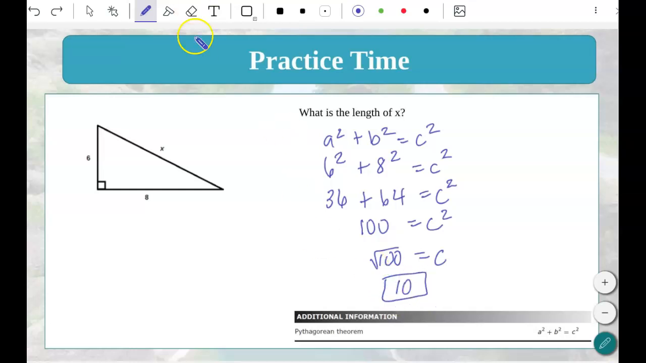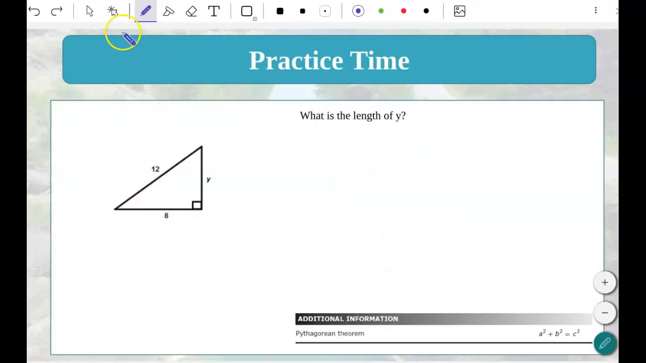So the missing link there is 10. All right, we're going to find the y here. So this time we know what the hypotenuse is. It's 12. We're missing one of the legs.